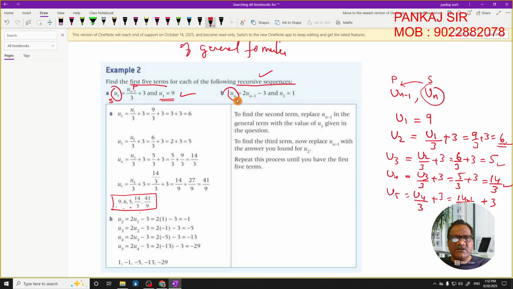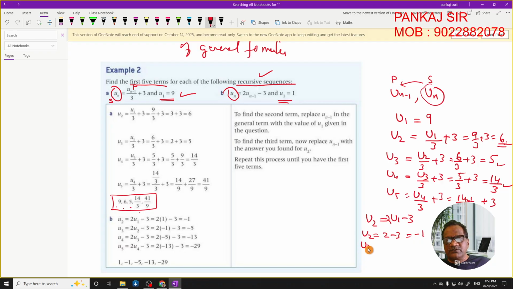One more let us do. un is equal to 2 times un minus 1 minus 3. So now this un minus 1 is the previous term and this is the successive term. If you want to find out u2, it will be the successive term and the previous term will be u1. So it is 2 times u1, minus 3. u1 is given as 1, so u2 will be equal to 2 times 1, that is 2, minus 3, and 2 minus 3 is nothing but minus 1.